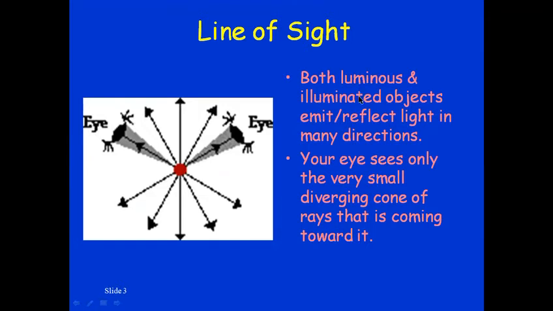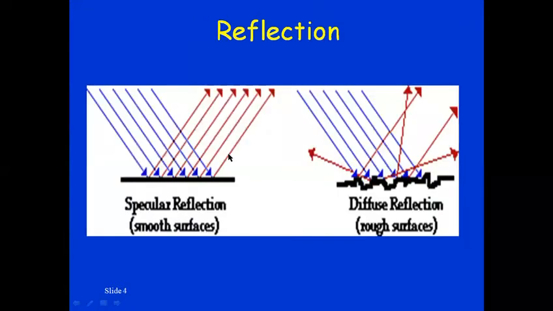Luminous and illuminated objects both emit or reflect light in many directions. And due to this light which enters our eye, we are able to see things. Then the main topic, that is reflection. What do we mean by reflection? Reflection is actually the bouncing back of light rays after striking a surface.